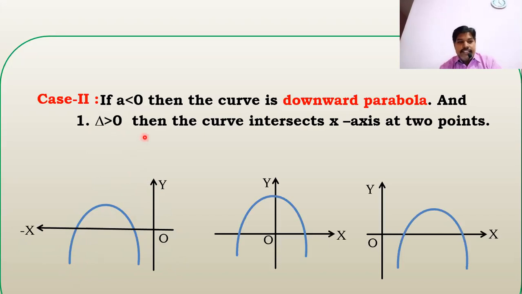If a is less than 0, then the parabola is a downward parabola or lower parabola. So for this parabola, if delta is greater than 0, then the given curve has 2 roots. Two roots means the curve intersects the x-axis at 2 points. So in these 2 points, what will we take? See students, this is the case delta greater than 0.